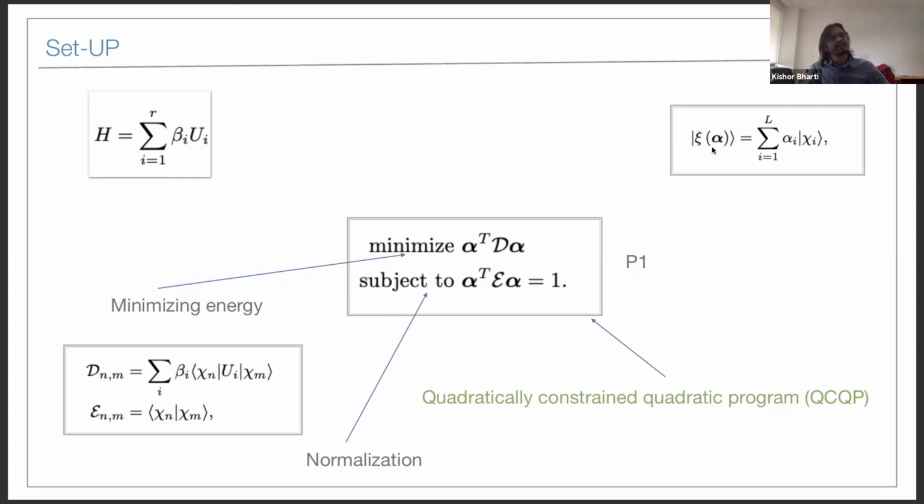Now, what we say is, let's use some kind of state called a hybrid state. Your hybrid state is a classical combination of quantum states. So this eta alpha which I use is not really a quantum state, but there are quantum states chi i, and you put some weight on them. So you have the weight alpha 1 on chi 1, alpha 2 on chi 2, alpha 3 on chi 3, and so on, alpha L on chi L.